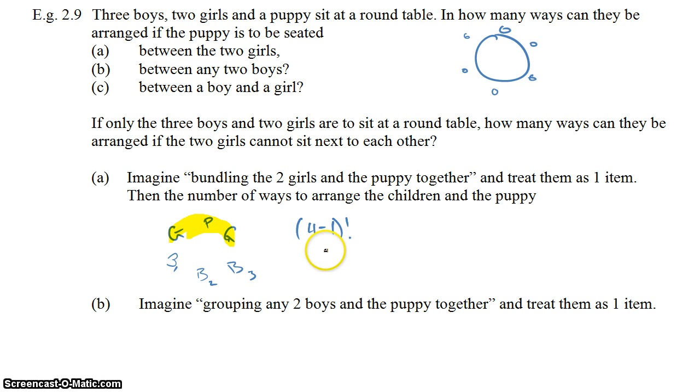So now we get to the interesting question, which is how many ways can I arrange this GPG? Well, remember the girls are distinct. I've got girl 1 and girl 2. So here I've got G1, P, G2. I could equally have had G2, P, G1, but either way the puppy must be in the middle, so I've only got these 2 ways. So I multiply by the 2 ways of arranging the elements within my super element, and this gives us 3 factorial times 2, that's 6 times 2, that's 12 ways of doing it.